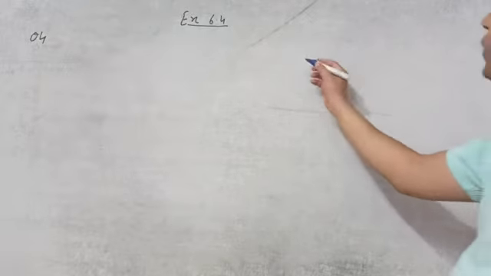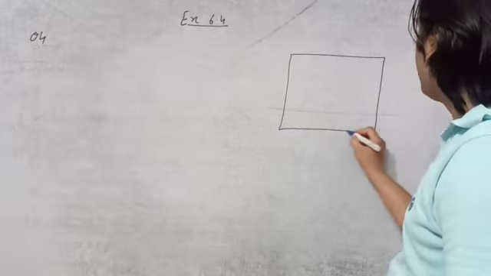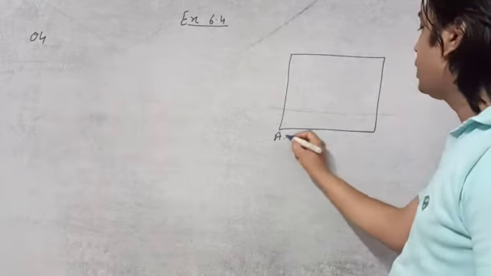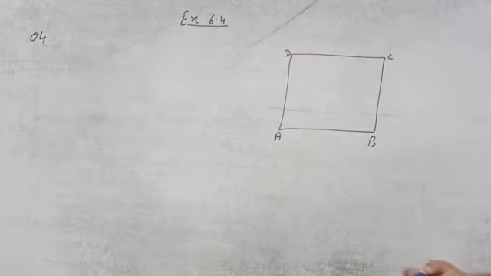Now we're starting with question number 4. In question number 4 it is told ABCD is a quadrilateral. So we will make one quadrilateral. It can be of any shape. So we have made this quadrilateral A, B, C, D. So this is our quadrilateral.